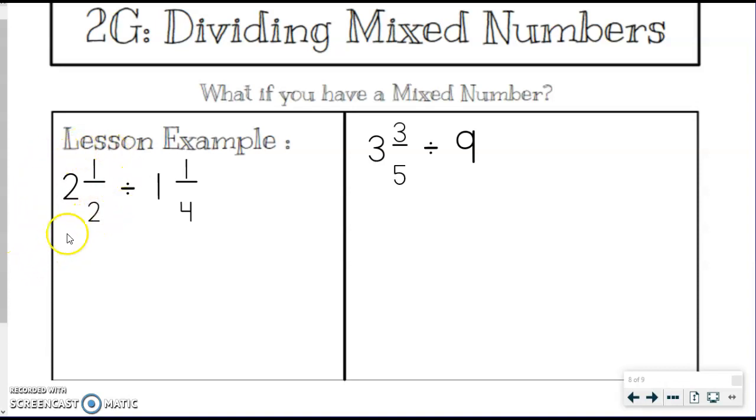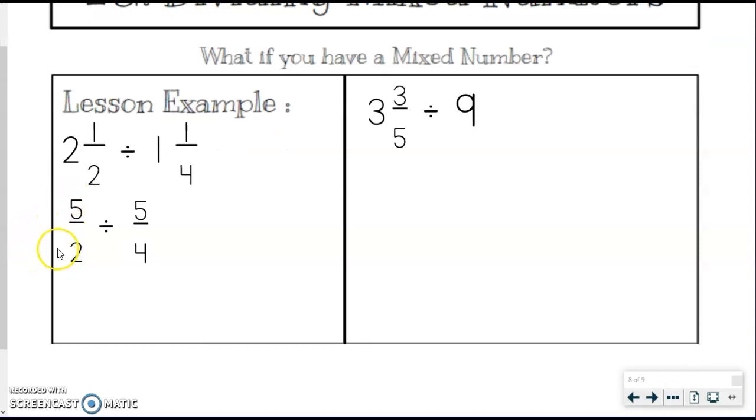So let's change this into an improper fraction first. So we're going to do 2 times 2 is 4 plus 1 is 5. So we got 5 over 2. And keep the division sign. We're not doing keep, change, flip yet. Okay. And so we do 4 times 1 plus 1 to get 5, and it's 5 over 4. So here's our division problem. So now they are fractions that we can actually deal with. You cannot deal with them as mixed numbers. You have to change them to improper fractions.